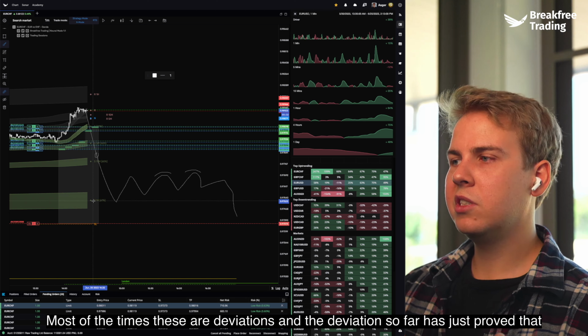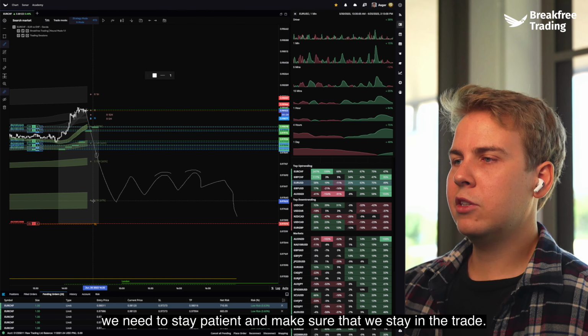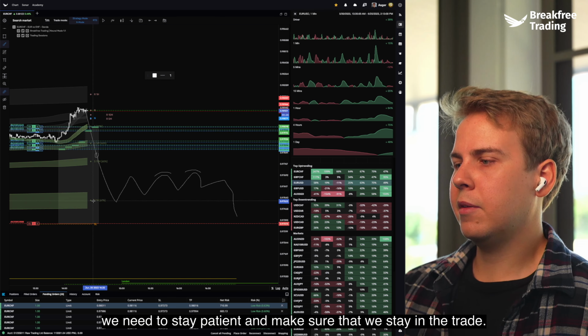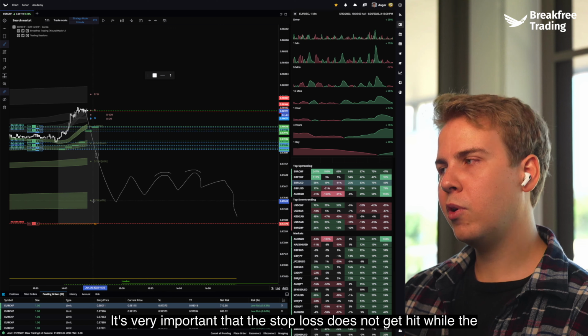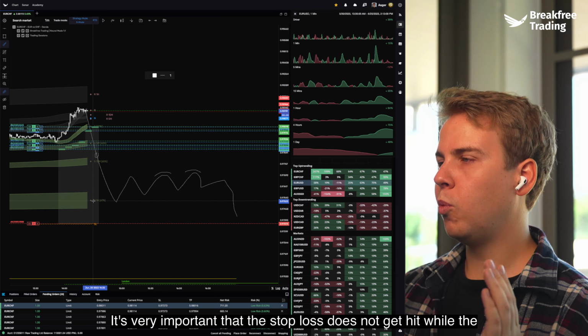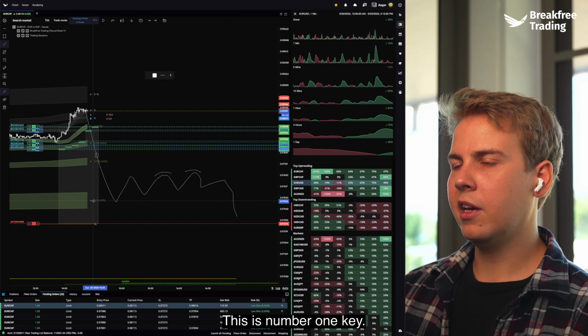Most of the time these are deviations, and the deviation so far has just proved that we need to stay patient and make sure that we stay in the trade. The stop loss doesn't get hit. It's very important that the stop loss does not get hit while the trend is still intact. Okay, this is number one key.